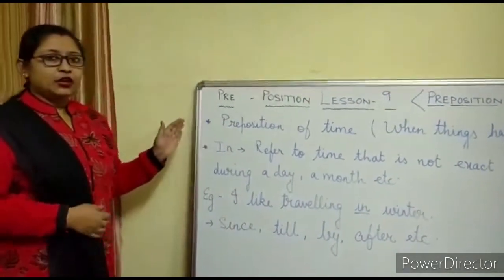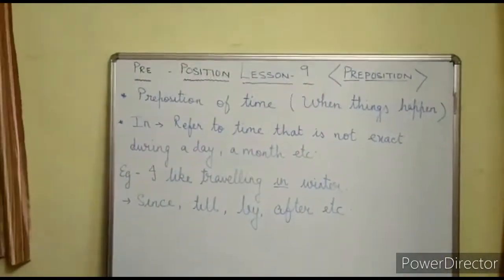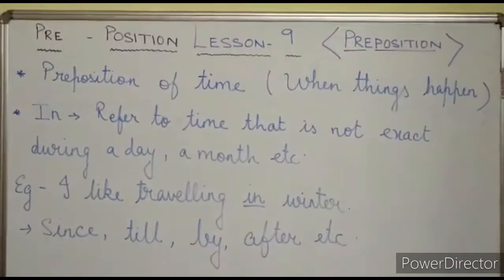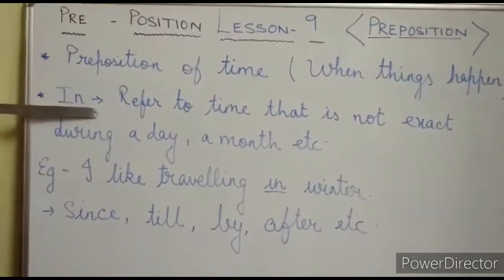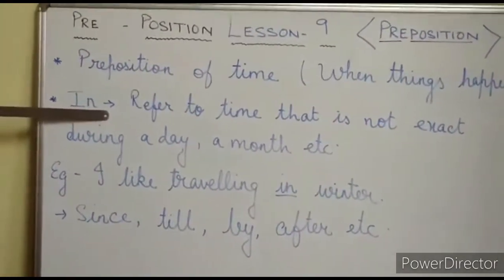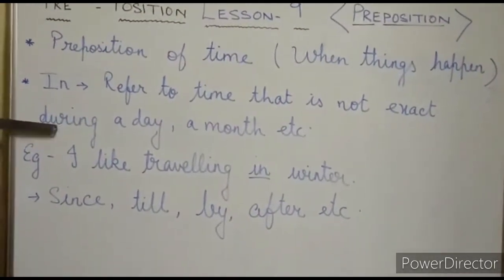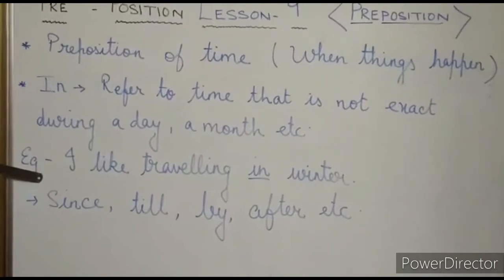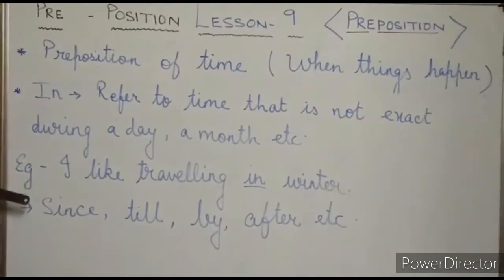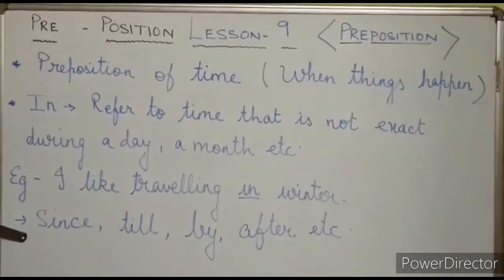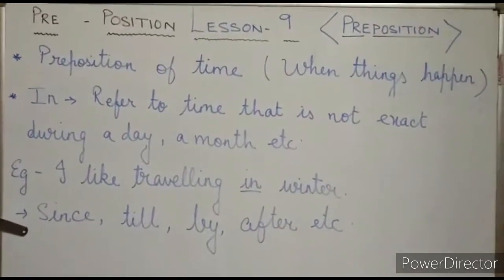Students, now have a look at the board once again. I am repeating it once again for your help. The last is in. In refers to time that is not exact, that is during a day or a month or a week. Example, I like traveling in winter. And then students, these are the examples of some more prepositions of time, that is since, till.